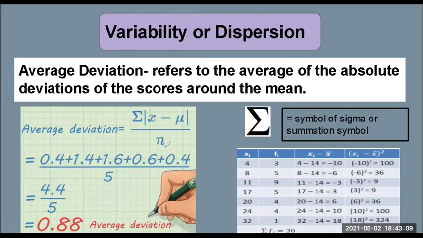So we have an example in here. We have the data 0.4 plus 1.4 plus 1.6 plus 0.6 plus 0.4 will be divided by 5. And we have 4.4 divided by 5 will be 0.88, and that will be our average deviation.